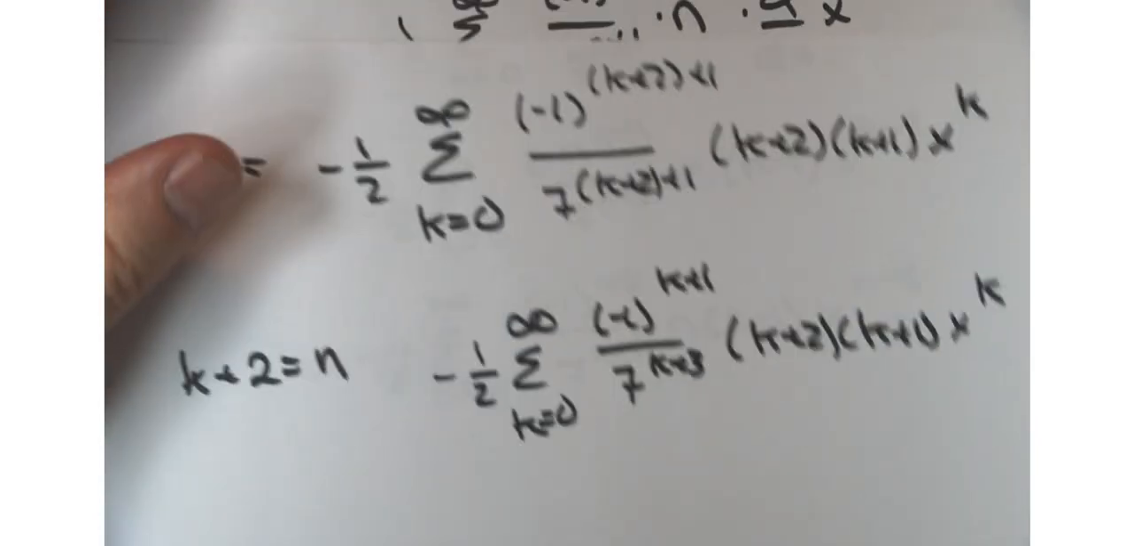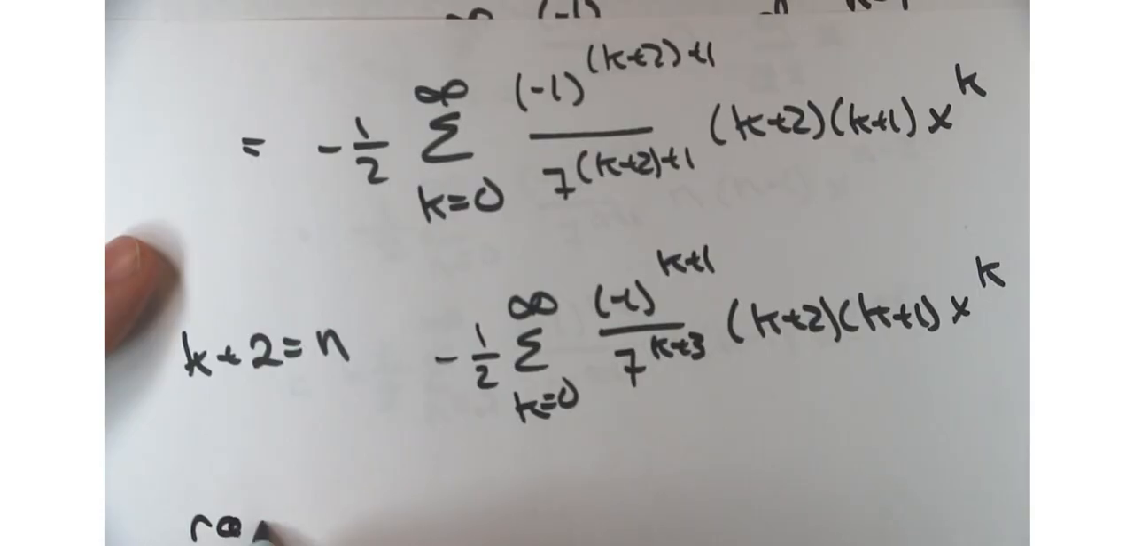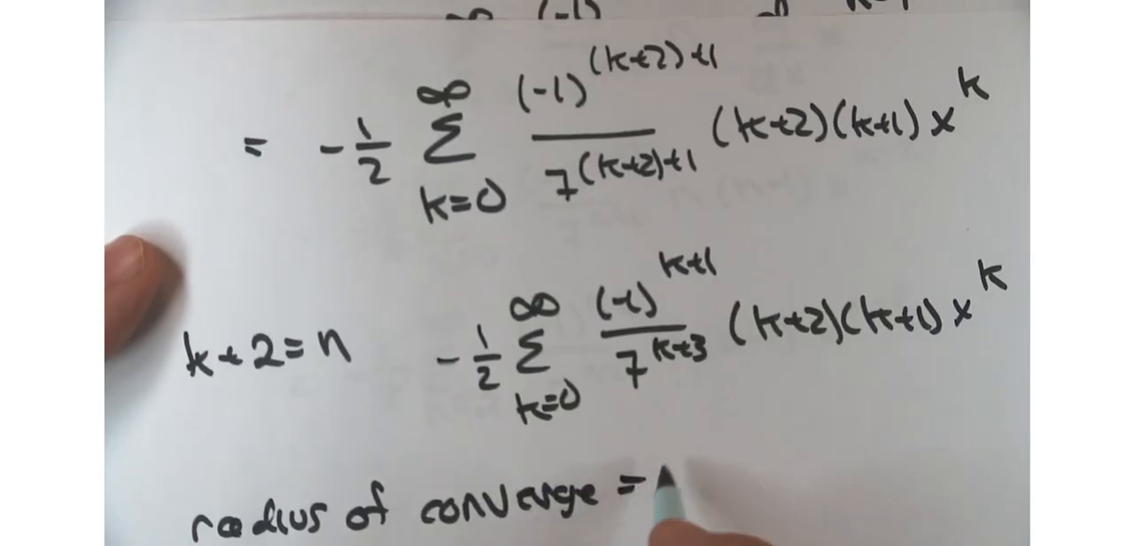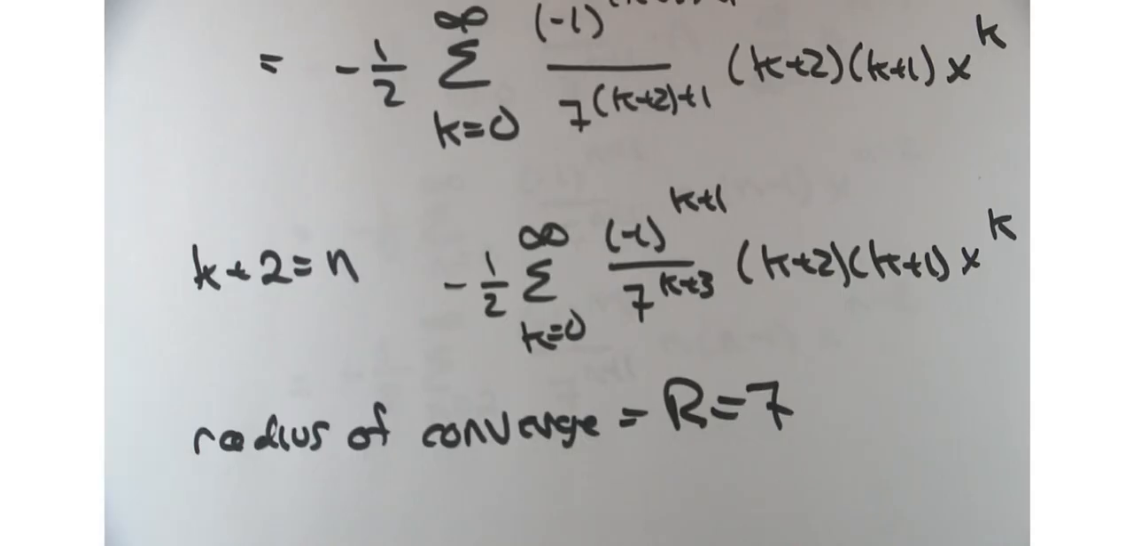I don't have to look at the radius of convergence. Radius of convergence is still r equals 7. Now, the interval of convergence might change. You might pick up convergence at an endpoint here or there, but I don't think you're going to do that in this case. The radius of convergence does stay the same, though, so that's a good thing.